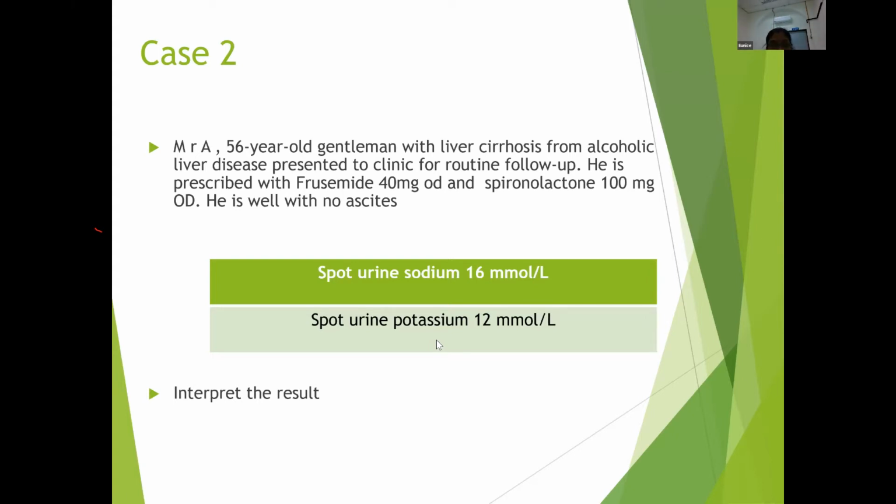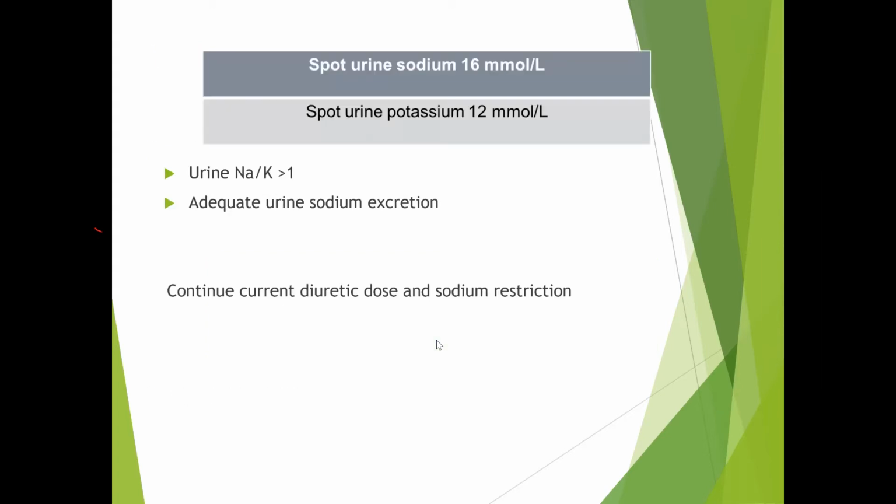So how do we interpret the results? To see if the sodium excretion is adequate or not, we divide the urine sodium by the urine potassium. If the urine sodium to potassium ratio is more than 1, the patient has an adequate urine sodium excretion, so we can continue the current treatment. So what we can do for this patient is continue the current diuretic dose as well as the sodium restriction.